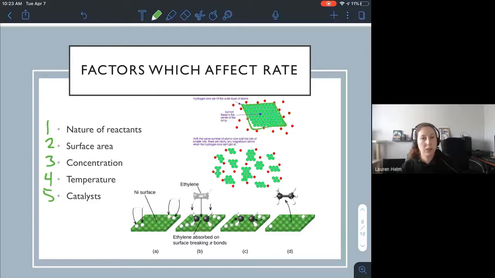Now, the same idea as surface area is concentration. The higher the concentration, the more reactants there are, the more likely you're going to have collisions, the more rapidly the reaction will occur. Temperature imparts energy to our molecules, so that increases the energy, that increases the likelihood that collisions will happen with sufficient energy.